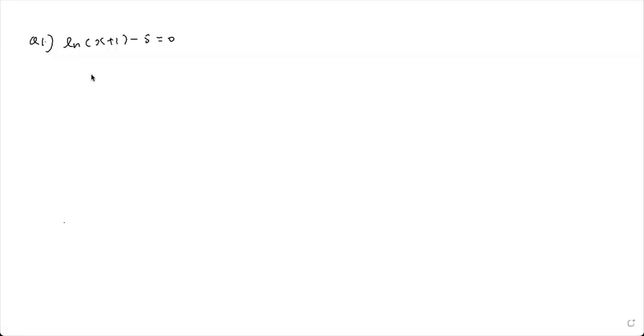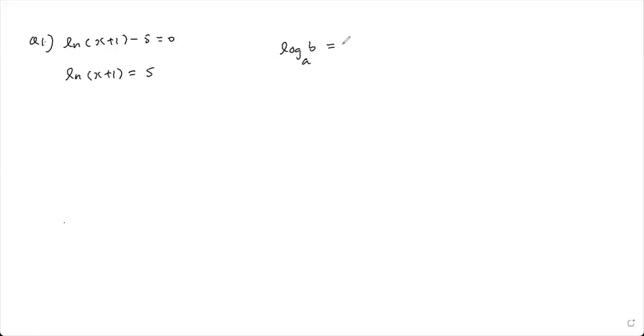Okay, so today we're going to solve some more log equations. This is question 1. Let's move the 5 over to the other side, or rather, we are adding 5 to both sides of the equation. So this is equal to 5, and apply the rule. What rule are we talking about?